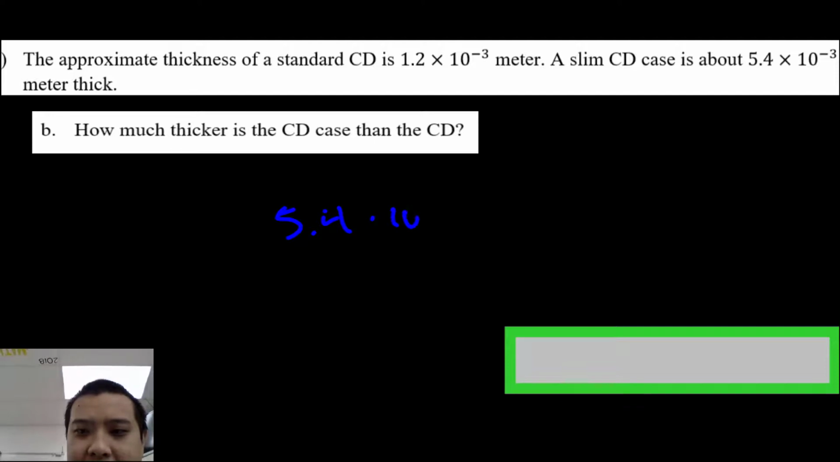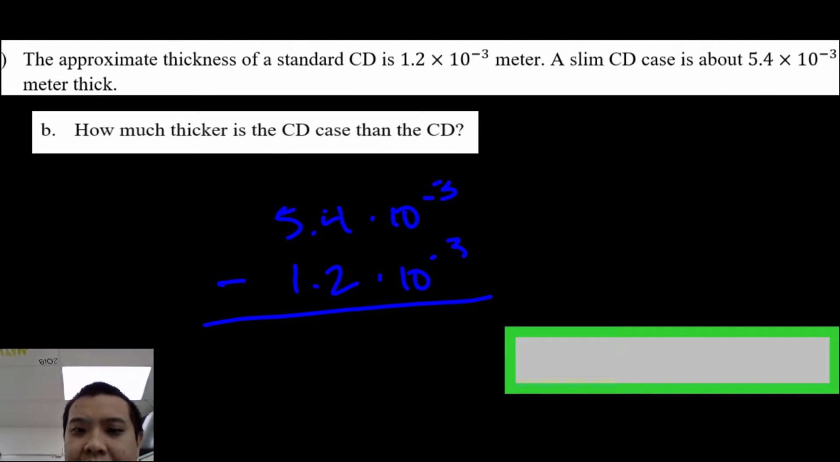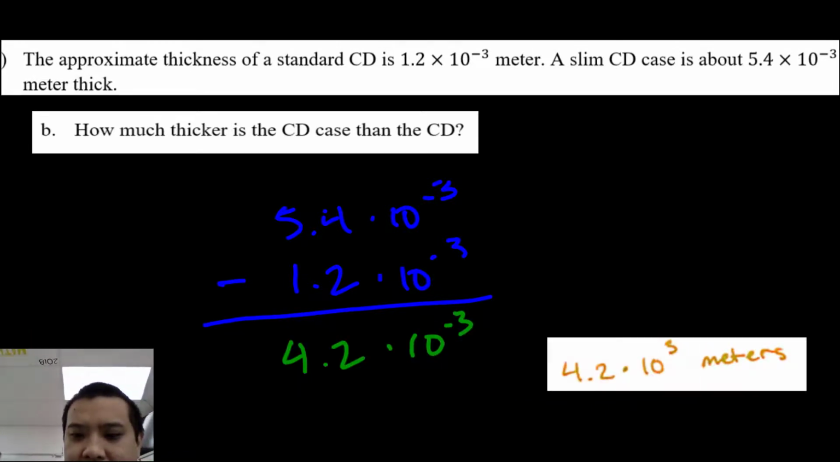So 5.4 times 10 to the negative third, subtract 1.2 times 10 to the negative third. What we get is 4.2 times 10 to the negative third meters. This is in scientific notation, so we don't have to do anything.